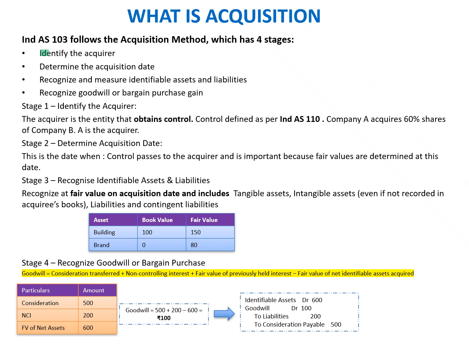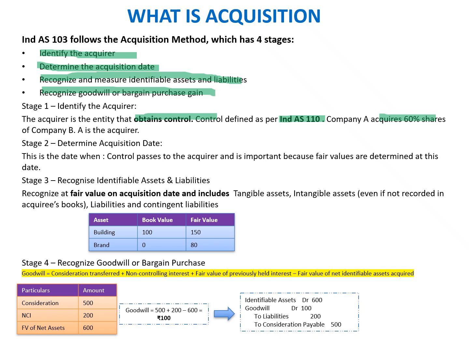First of all, we have to identify the acquirer. We have to determine the acquisition date. We have to recognize and measure the identifiable assets and liabilities. Then we have to recognize the goodwill or the bargain purchase gain, which is nothing but the capital reserve. Now, stage one is to identify the acquirer. The acquirer is the entity that obtains control as defined in Ind AS 110, as we mentioned in the last slide. Company A acquires 60% share of company B. So, in this case, A is the acquirer.